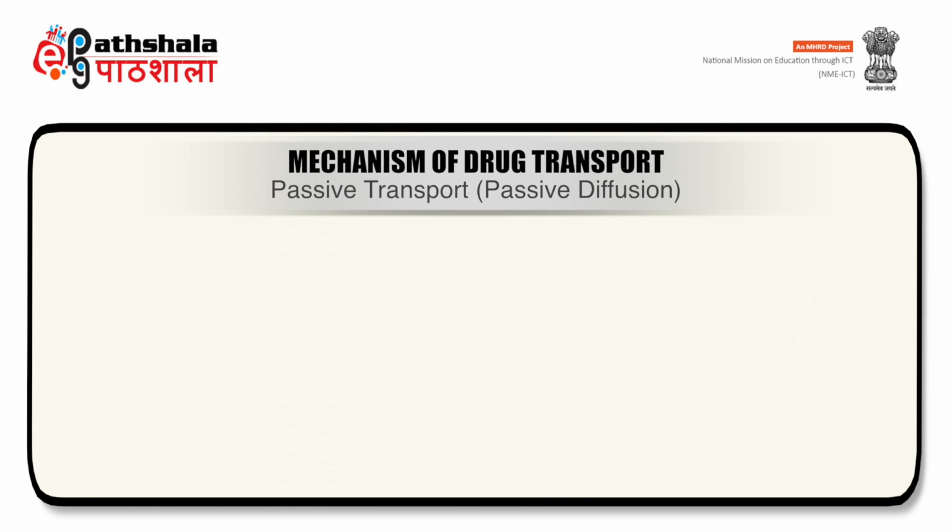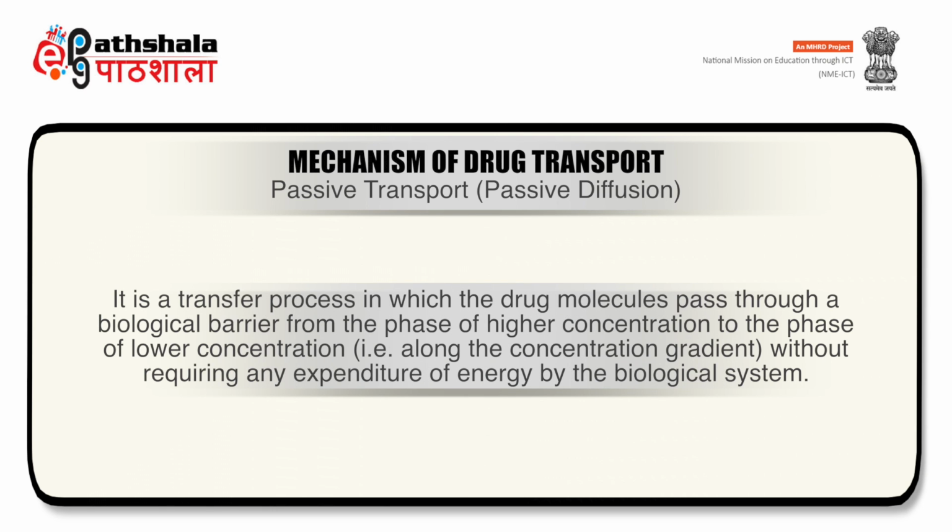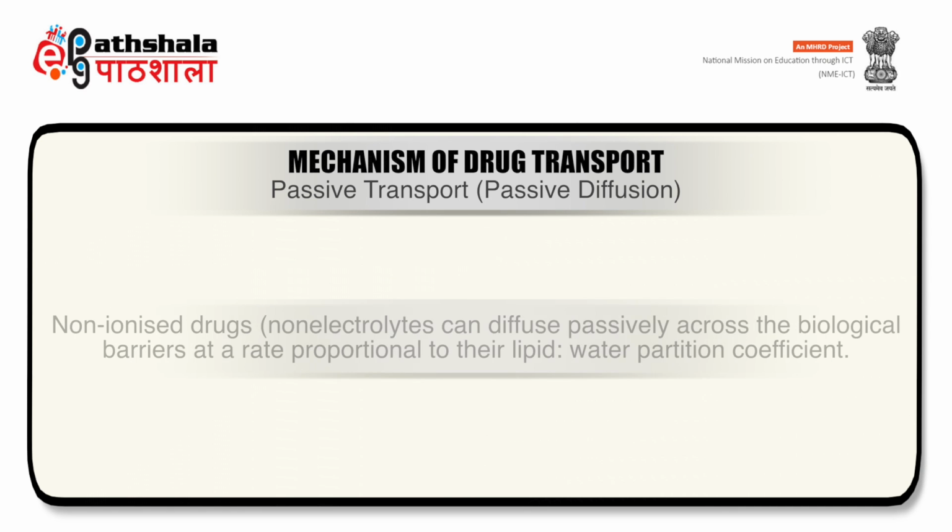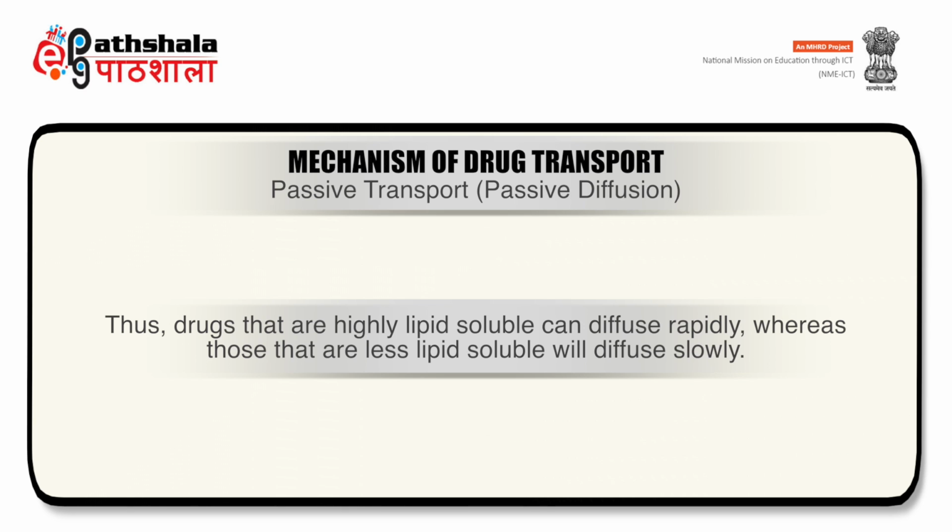Now, we will discuss passive diffusion. It is a transfer process in which drug molecules pass through a biological barrier from the phase of higher concentration to the phase of lower concentration, that is, along the concentration gradient, without requiring any expenditure of energy by the biological system. Non-ionized drugs that are non-electrolytes can diffuse passively across the biological barrier at a rate proportional to their lipid-water partition coefficient. Thus, drugs that are highly lipid soluble can diffuse rapidly, whereas those that are less lipid soluble will diffuse slowly.